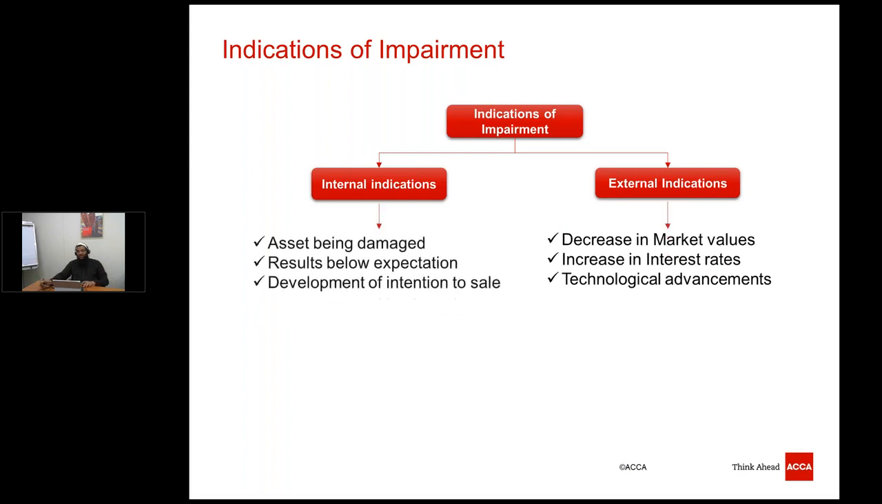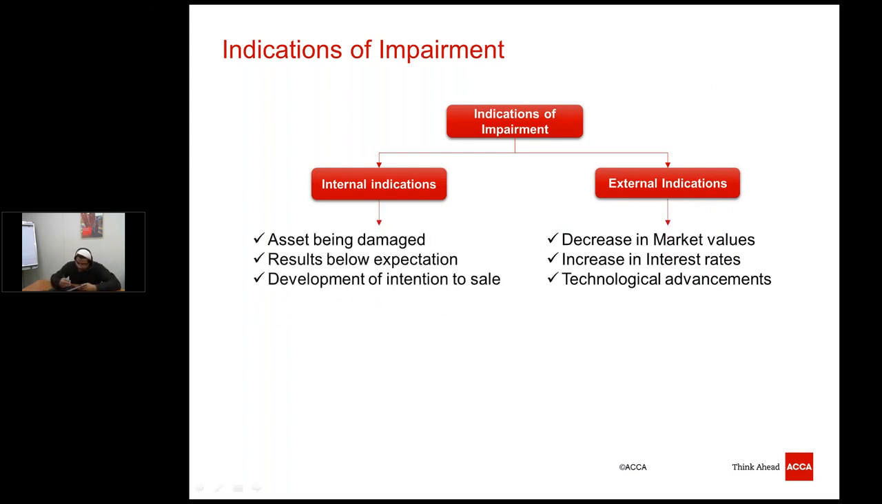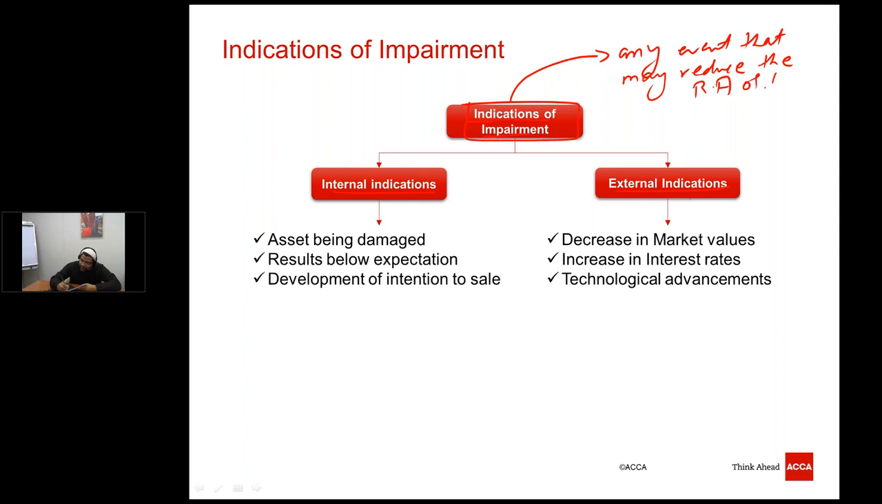Now there are certain indications of impairment, which can be internal indications and which can be external indications. What are indications of impairment? Any event that may reduce the recoverable amount of the asset is called indication of impairment.